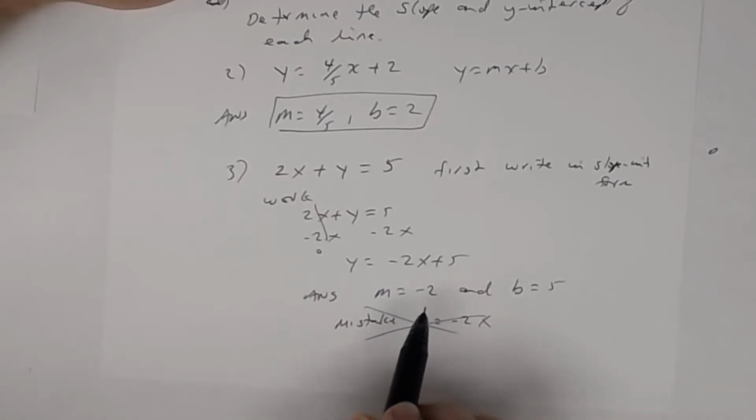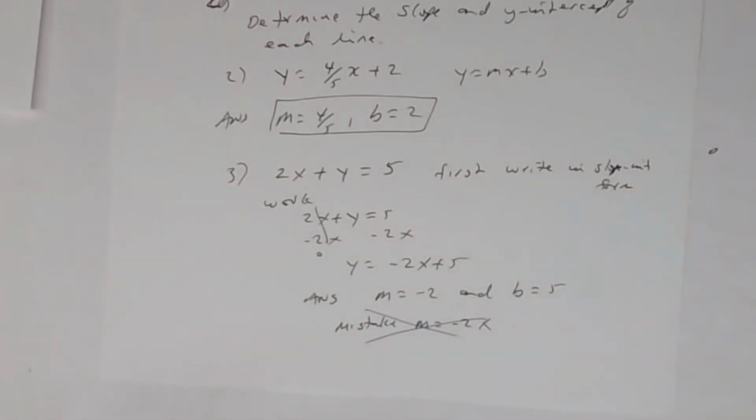Do not say negative 2x. Okay? All right. So that is shown quite often. This error is made. All right. So let's look at number 4.